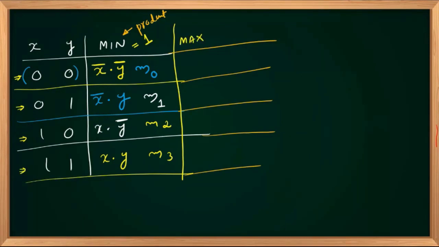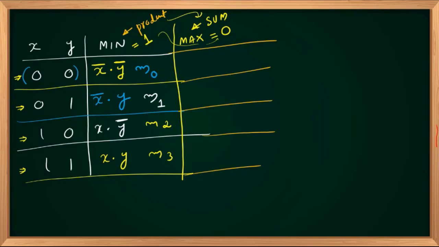Max terms. It is a dual form, though not exactly a dual. A max term should evaluate to logic 0, and max terms are sum terms. So product becomes sum, and 1 becomes 0. Max terms are sum terms, and that sum should return logic 0 corresponding to individual combinations.